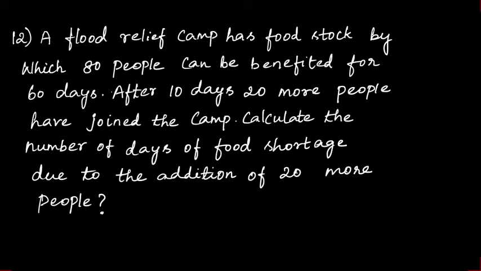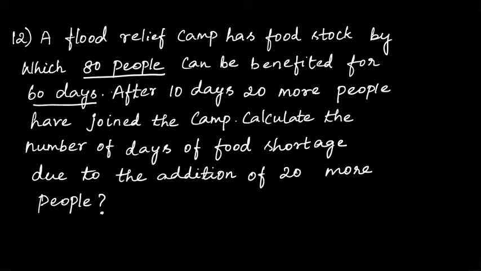So in the food camp, initially 80 people were there and that food was enough for them for 60 days. So after 10 days, what happened? 20 more people have been added. Which means 80 plus 20, now in total 100 people are there. So we need to calculate the number of days of food shortage because of these 20 extra people.